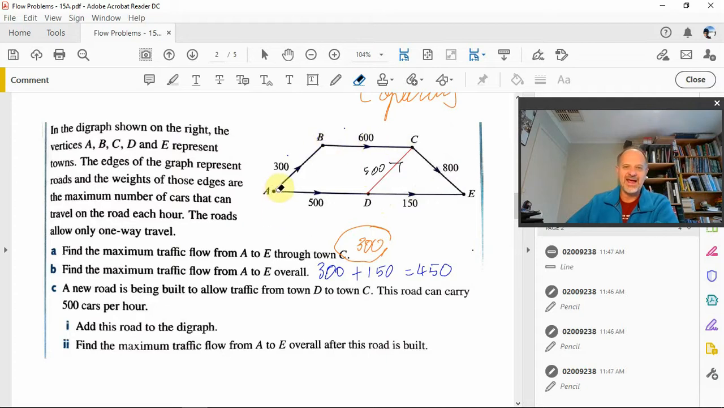The maximum we're getting out of A this way is 500 on that road. And say, for example, that 500 did come this way and all the 300 did come this way, 500 plus 300 is 800, which that can cope with anyway, but probably, in reality, it's going to split there. So A to B to C, that maximum flow is 300.